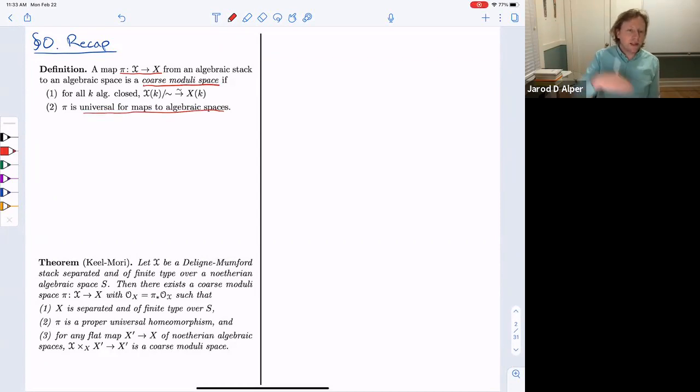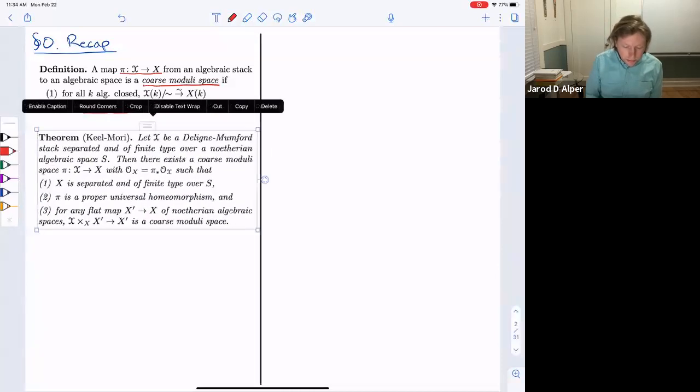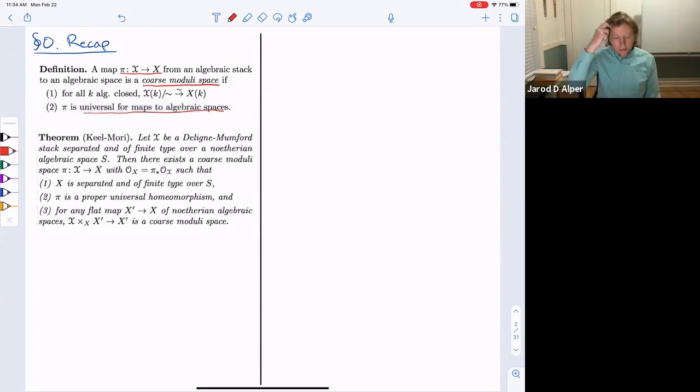Specifically, any other morphism to an algebraic space factors through the map to X. And so we're interested in this because we are willing to sacrifice some of the universal properties of an algebraic stack in order to get a more familiar object. Here it is just an algebraic space, but later we want to show that it's a projective variety in the case of M_g bar. And one of the main theorems, in fact, of the entire course is this Keel-Mori theorem, which I stated and proved last time.